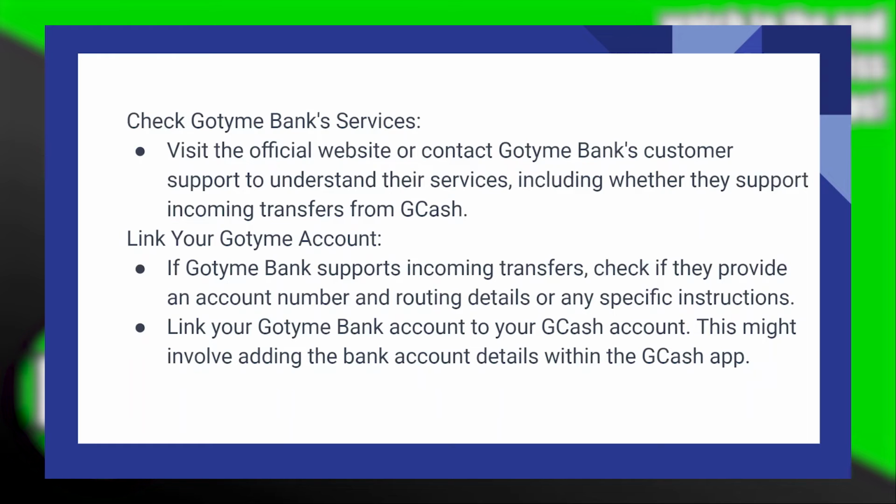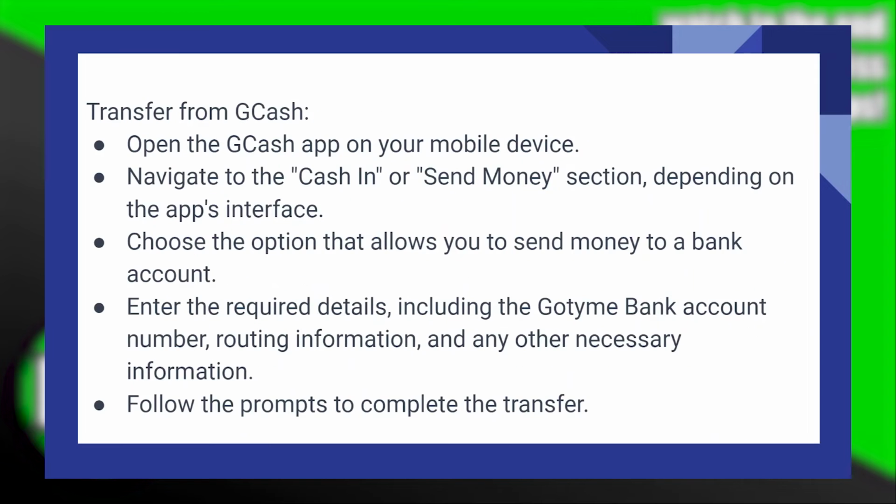Now this might involve adding the bank account details within the Gcash application. Once you're done with this, open up the Gcash application on your mobile device. Then navigate to the Cash In or Send Money section, depending on the app's interface. After that, choose the option that allows you to send money to a bank account.